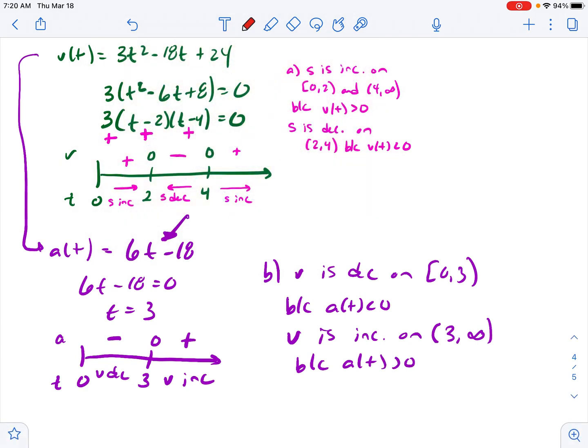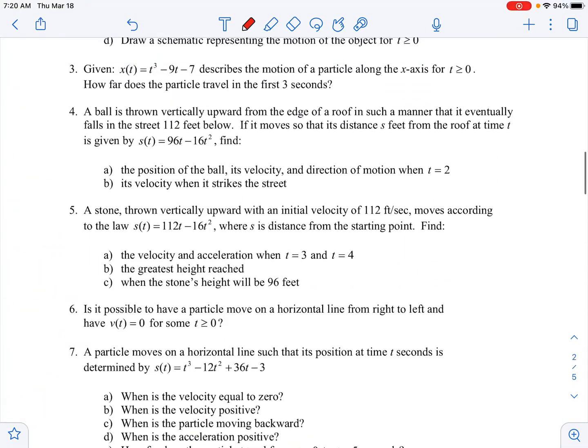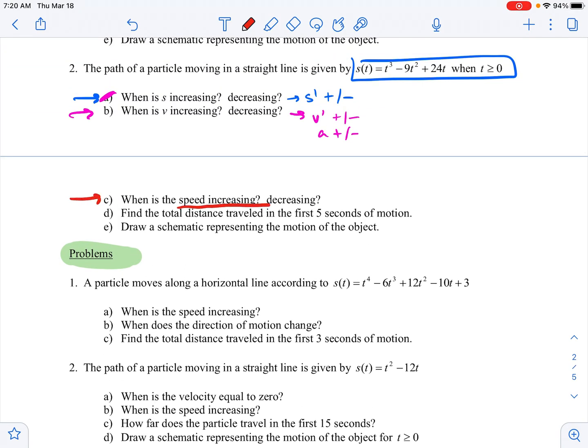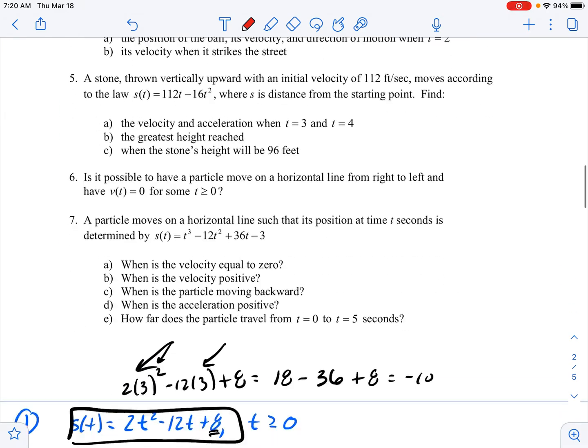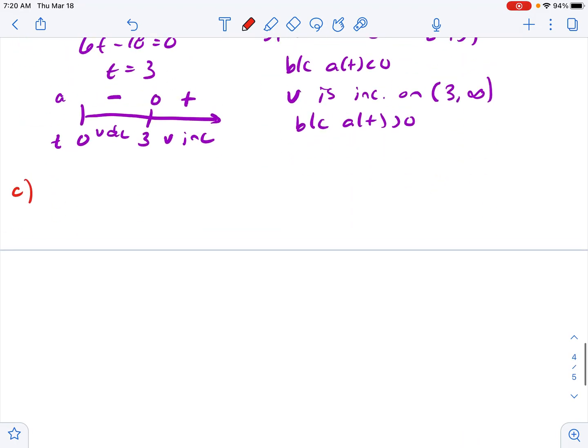Okay. I believe in part C, they're going to ask now, when is speed increasing or decreasing? And this is where we've got to be a little more careful, okay? Indeed, that is it. When is speed increasing, decreasing? This is kind of the odd man out, if you will, in that this is the one where we have to now compare the signs of velocity and acceleration.